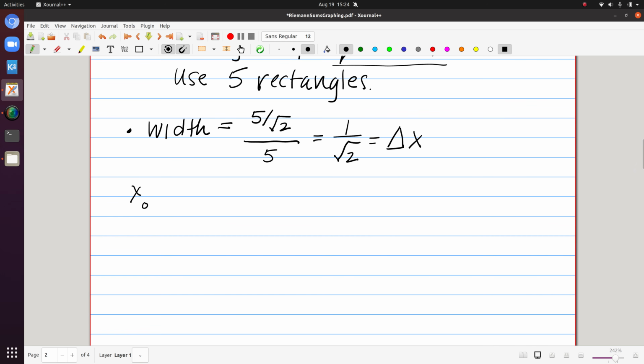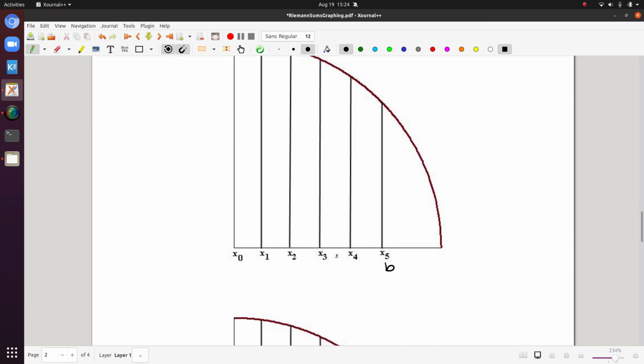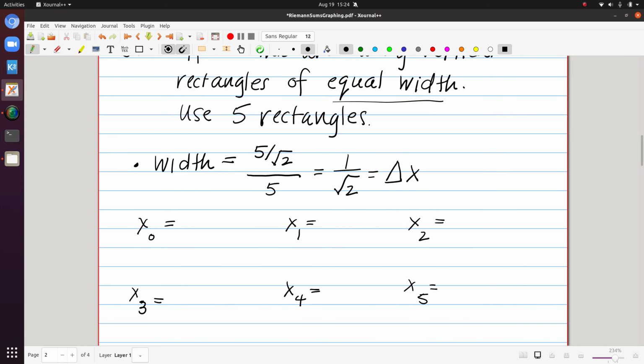So we need to find x0, x1, x2, x3, x4, and x5. The easiest values to find should always be x sub 0 and what we can more generally call x sub n, because those correspond to the endpoints of the original interval. So if you look at my graph here, x sub 0 is the leftmost edge, that's going to be 0. x5 or xn is the rightmost edge, and we already know that that's 5 over square root of 2. So I'm going to fill those in. So this is 0, and this is 5 over square root of 2.